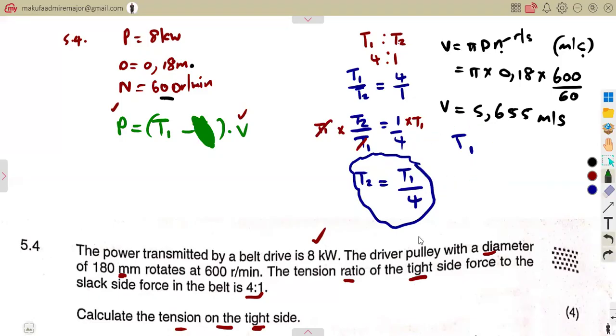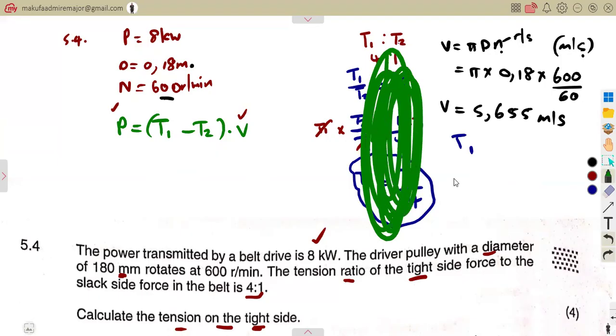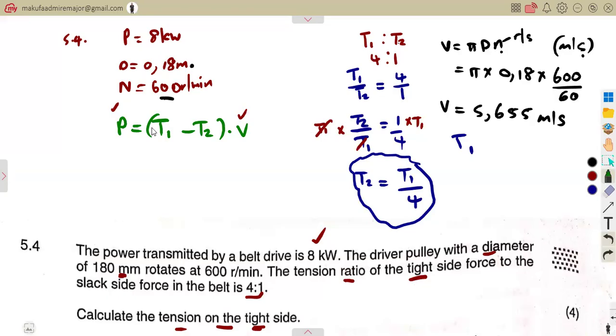But if the question was to calculate T1 and T2, you are not going to focus on T1 or T2 specifically. You can use whatever you want. Even if you want, you can find T2, then use that to find T1. But avoid that. You can avoid it using the ratio. That's why you're given the ratio. Play around with that ratio. So we can use T1 over 4 in place of T2.